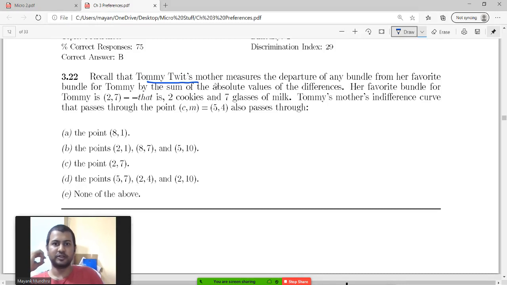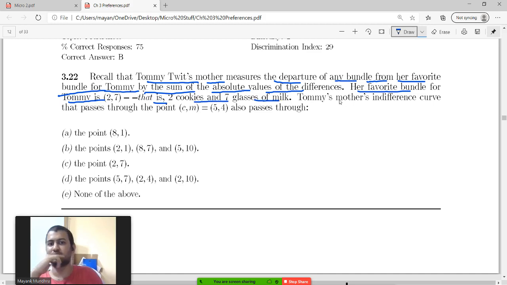Tommy Twit's mother measures the departure of any bundle from her favorite bundle for Tommy by the sum of absolute values of the differences. Her favorite bundle for Tommy is 2 comma 7, that is 2 cookies and 7 glasses of milk. Tommy's mother's indifference curve that passes through the point C comma M also passes through which of these points?